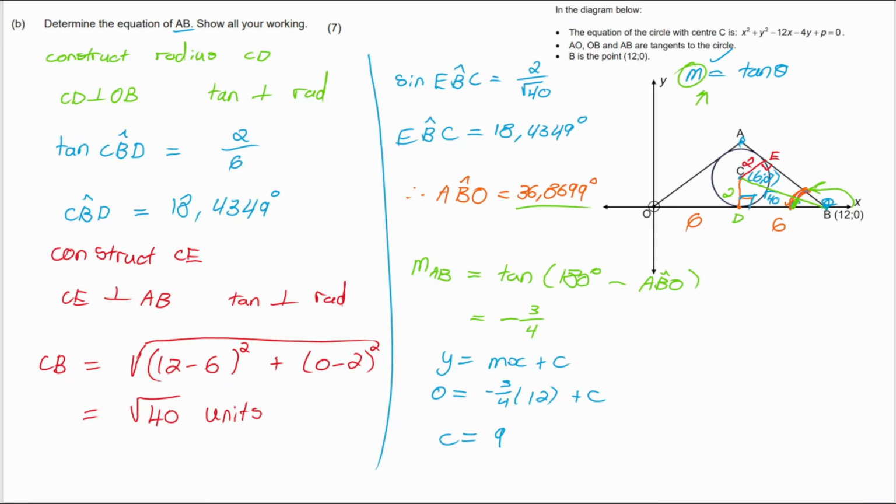All right. Now, very important, don't forget you have to write the equation. They ask for the equation of AB. So we're going to say that the equation of AB therefore is y is equal to negative 3 over 4 x plus 9. Don't forget this, otherwise you will lose a mark.